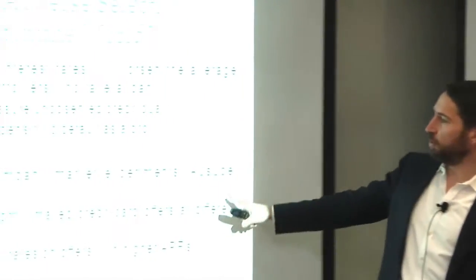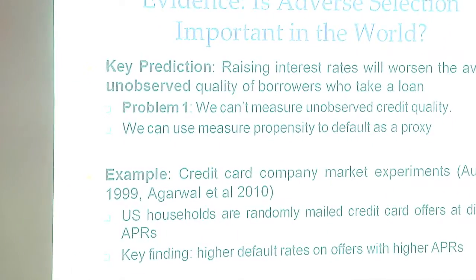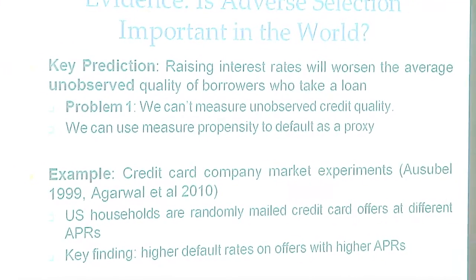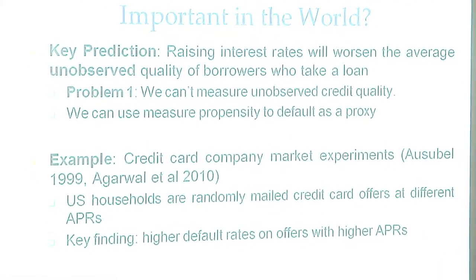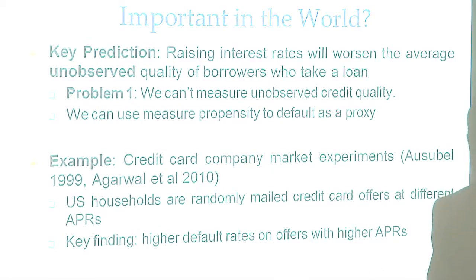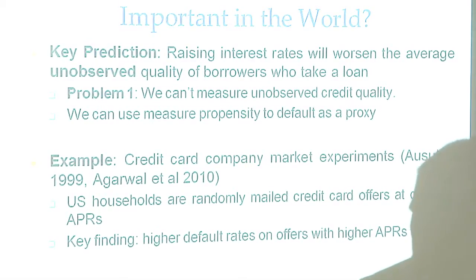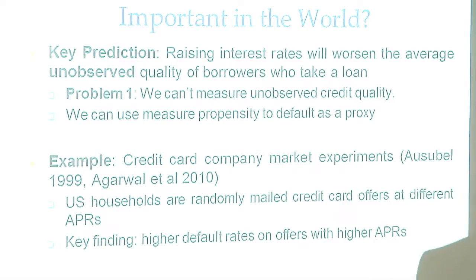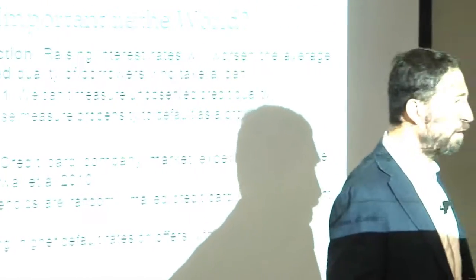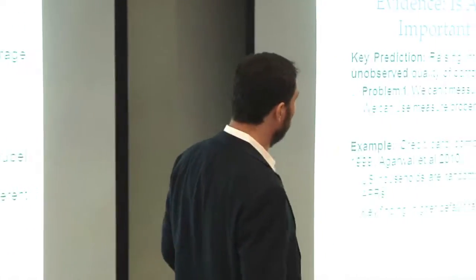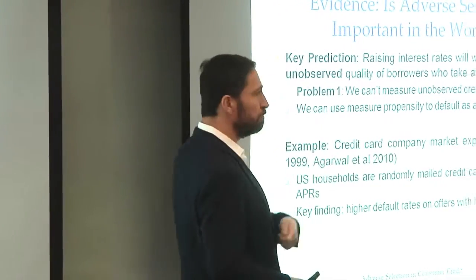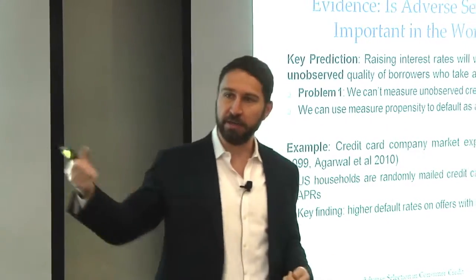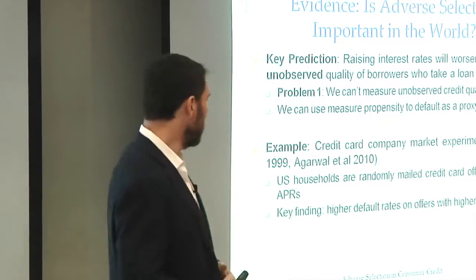So then what we might do is run these market experiments. There are a couple of papers that essentially study data that's produced by credit card companies themselves, who randomly undertake trials where they try to measure some of these effects themselves. These are very cool experiments. They have millions of people in these samples where they just mail out different offerings at different APRs, and then they study the behavior of the borrowers who take those.